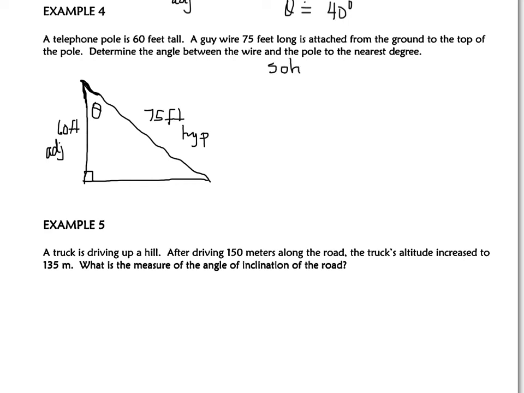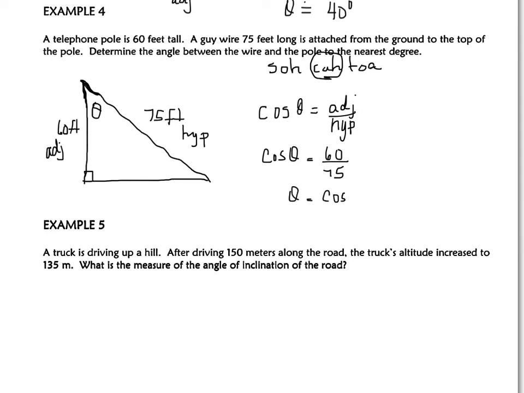So when you think about your SOHCAHTOA, if you have the adjacent and the hypotenuse, you would be using cosine. So cosine of the angle is adjacent over hypotenuse. Cos of the angle is 60 over 75. So the angle is inverse cos of 60 over 75, which is going to be 36.8698 and so on. So that is approximately, to the nearest degree, 37 degrees.